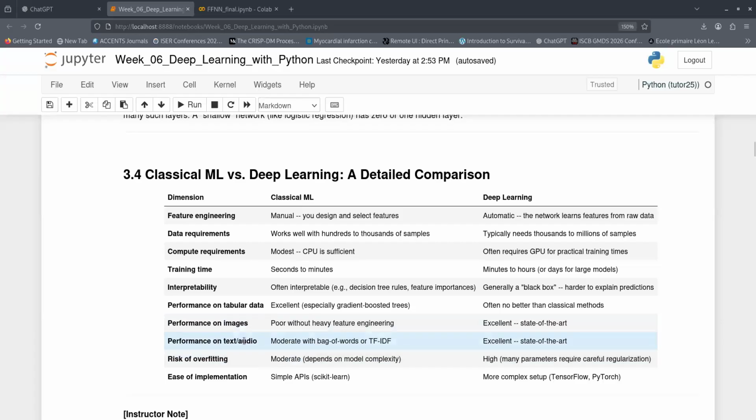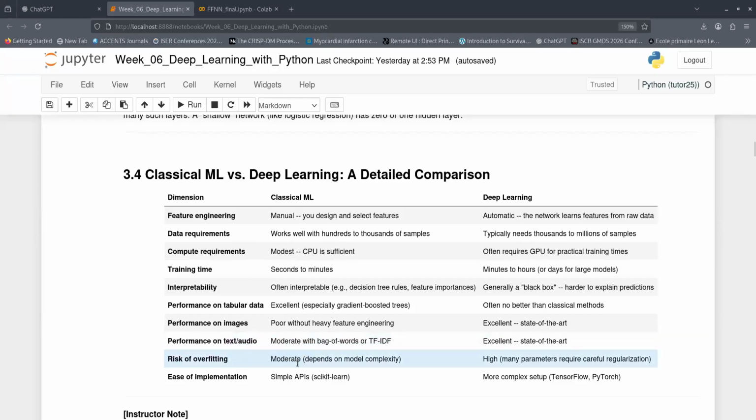And in terms of performance on textual data, audio, or video, classical is moderate. You get moderate results with bag of words or TF-IDF. All those concepts we are going to come back to, where we are going to talk about textual data and how we model textual data. But in terms of deep learning, it's excellent.